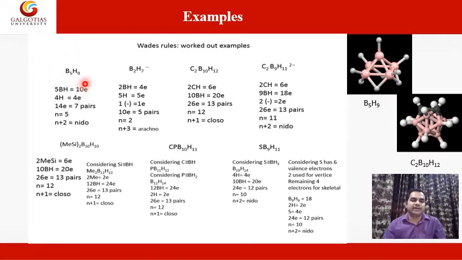For B5H9, we have already calculated in the previous slide. For that, we are getting the value of n plus 2. That means it comes under the class of nido cluster.